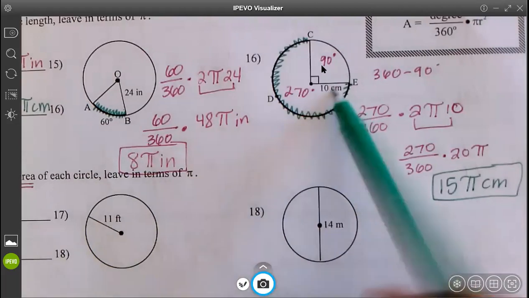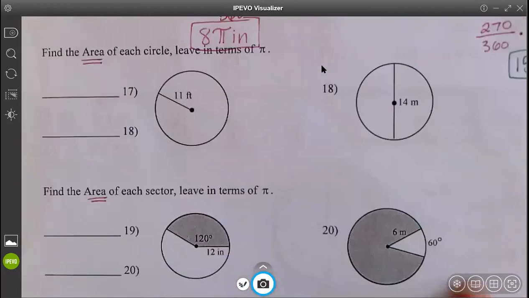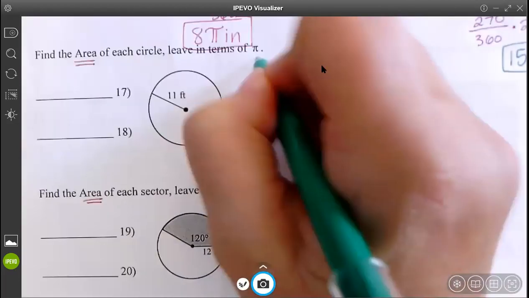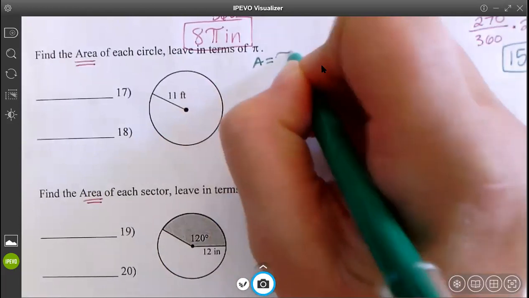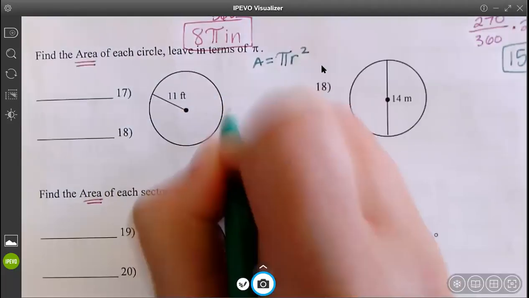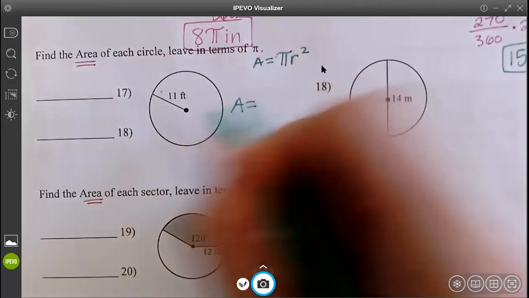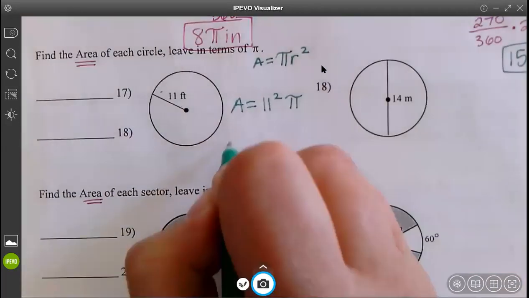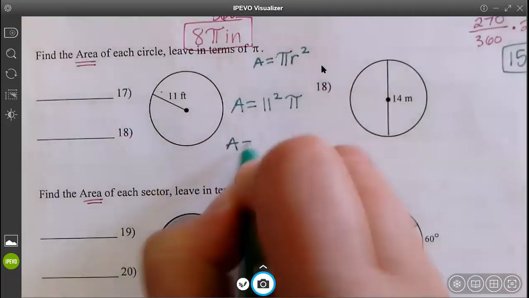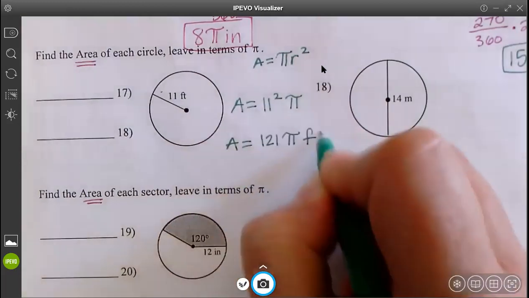Okay, all right, so moving on, this is area of a circle. I'll just put the formula here. The area of a circle is pi r squared. So area here is going to be radius squared, 11 squared times pi. Since it's area, we square the 11 to get 121 pi, and then we do feet squared.